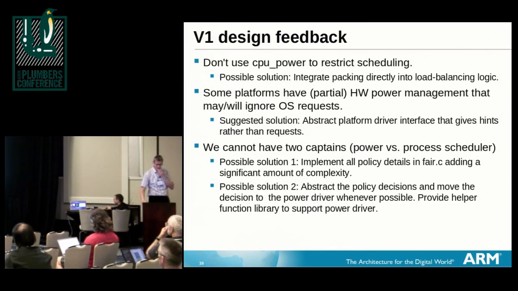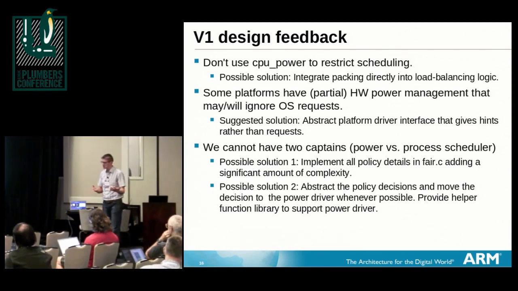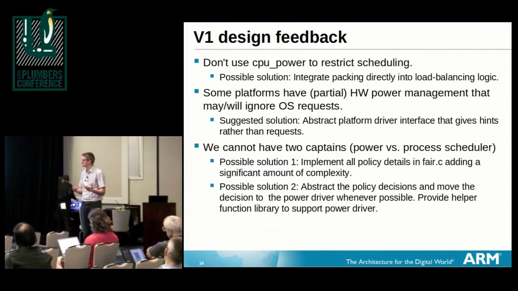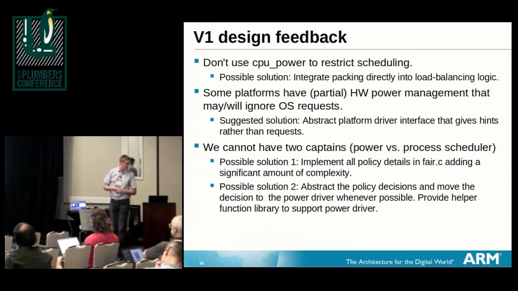I have a slide on some of the feedback we got from the first proposal, which was pretty similar to this. I've changed a few things based on the feedback we got from Intel. One of the comments we got was that we use CPU power to restrict the way the load balancer chooses which CPUs to put tasks on. And we were told that was not really a good idea, but based on the discussion we've had today, it seems that CPU power is really useful for doing that, so maybe we should just go ahead and use CPU power to guide the load balancer.